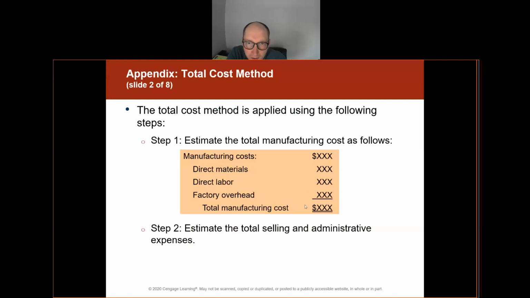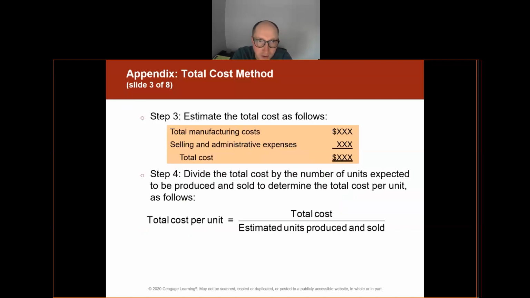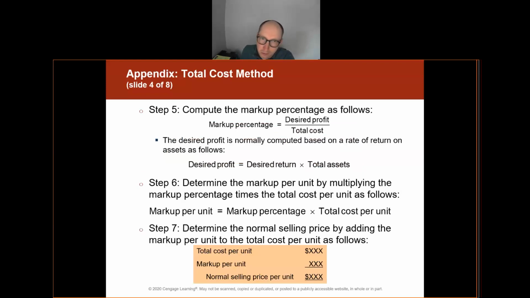To find the cost using the total cost method, we find total manufacturing cost, which, as you know, is direct materials plus direct labor plus direct factory overhead. Step 2, we find our selling administrative expenses. Step 3, we get our total manufacturing cost plus our selling administrative to get total cost. Step 4, we take total cost divided by estimated units of production sold. Again, we're just recapping, that's why we're going fast.